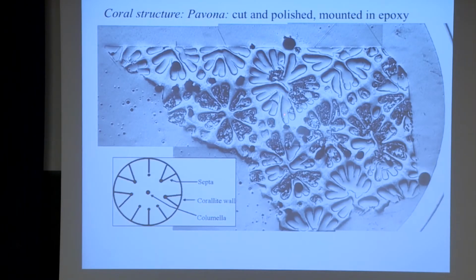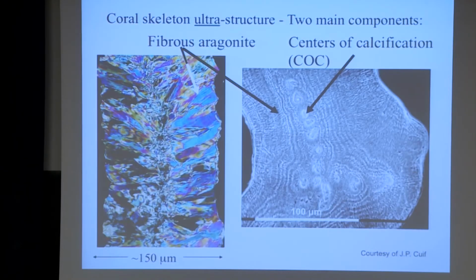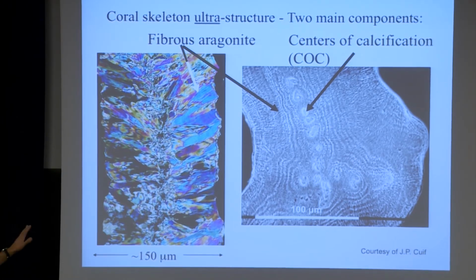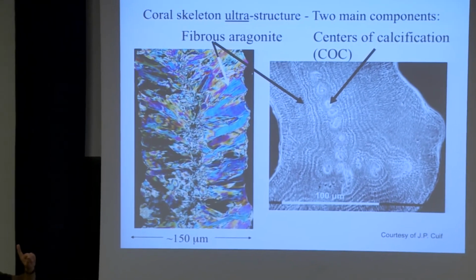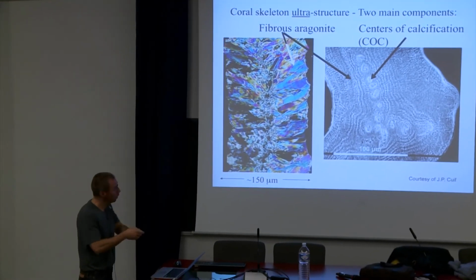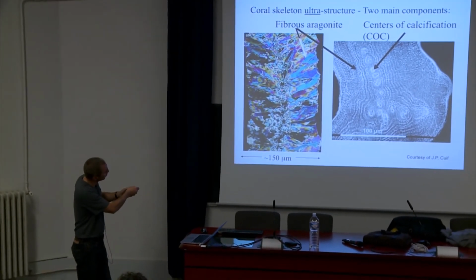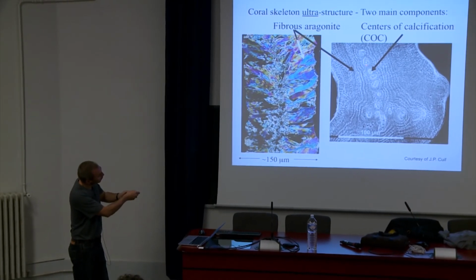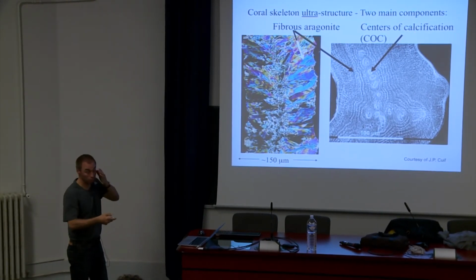Now if you take a thin slice of this septa here, and you look at it in transmitted, polarized light, you see this. And here's an SEM, scanning electron microscopy image, not the same region, of course, not the same piece, but of an etched surface of the same part of the skeleton. Here, in two different ways, you see the two main ultrastructural components of the coral skeleton. You see these little black dots here. We call them centers of calcification or rapid accretion deposits.